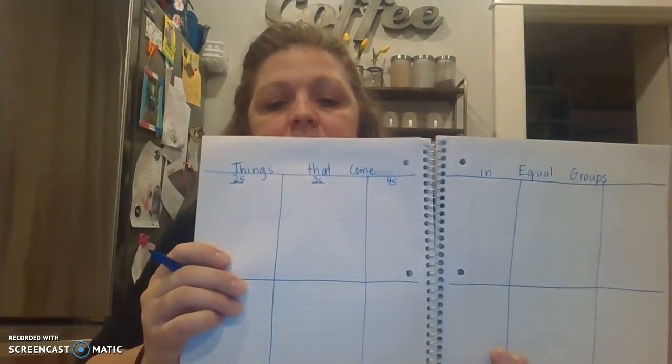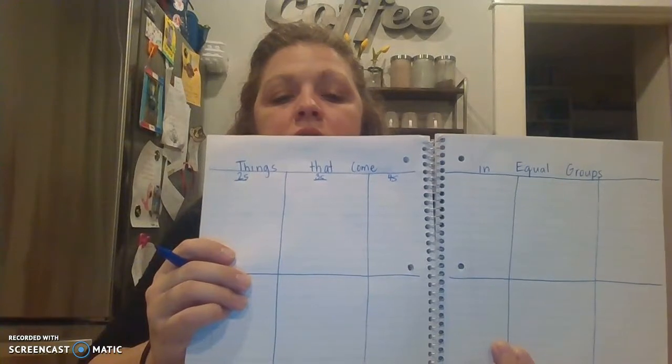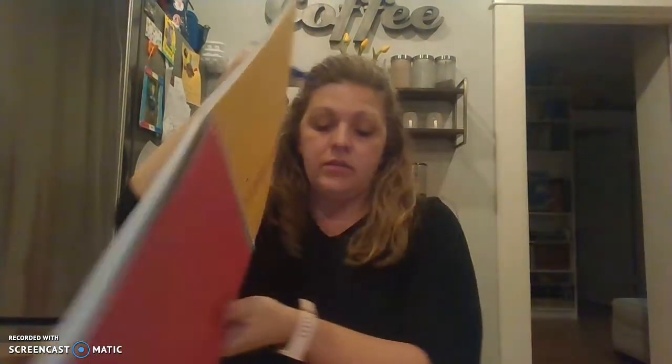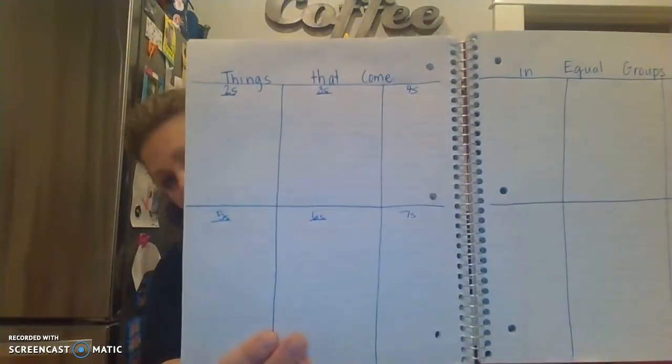I have 2s, 3s, and 4s. So go ahead and write that in your notebook. Then we're going to have 5s, 6s, 7s, like this.